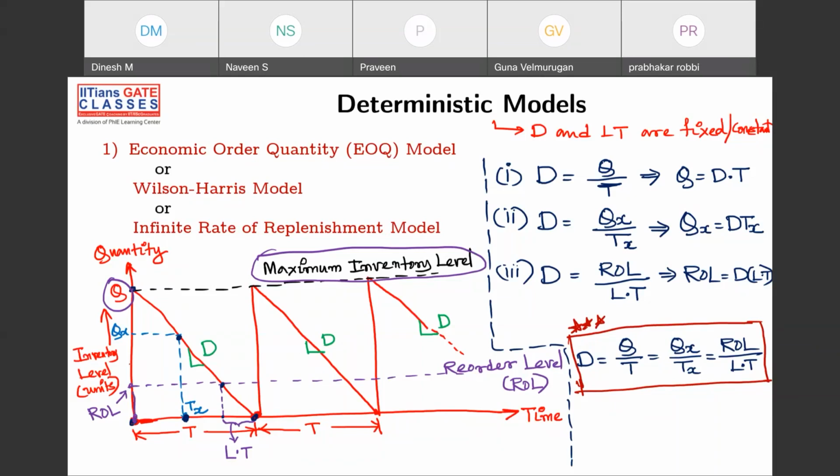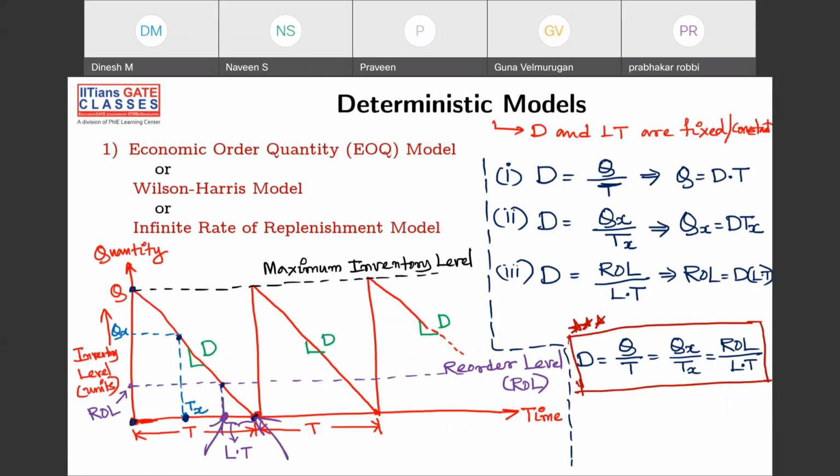You ordered this much quantity, it is filled, and you slowly use it throughout this time. The quantity used per time is given as the slope D, and this D is fixed. Why is it fixed? Because it is a deterministic model. And then you have some lead time. This is the placement of the order, and this is the receipt of the order.